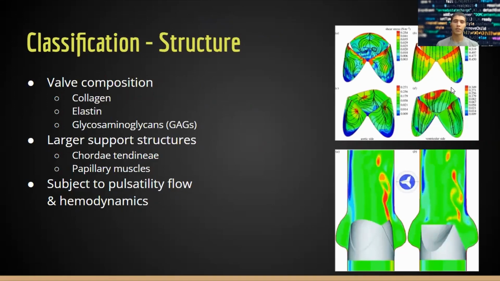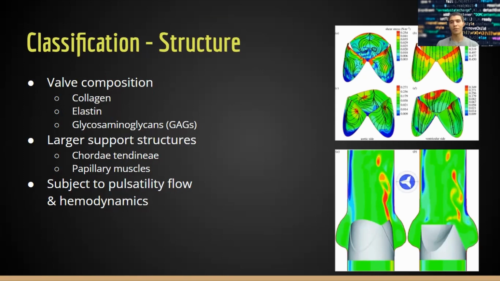When you look at the classification of the structures for these heart valves, you'll notice different compositions, such as collagen, elastin, and glycosaminoglycans. In particular, this gives the valve its viscoelastic properties. You also notice within the heart some larger support structures, including the chordae tendineae. The valves are attached to the chordae tendineae, which gives them more structure, and these chordae tendineae also attach to papillary muscles in the ventricles.